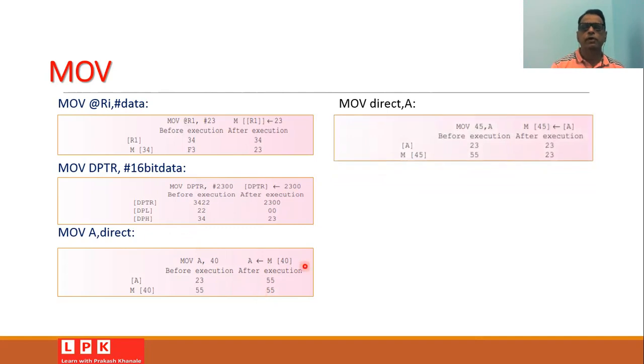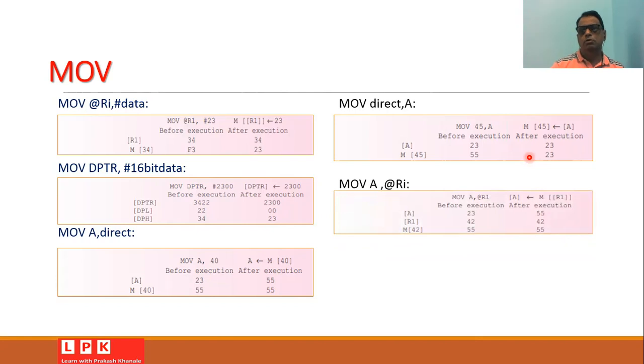It is also possible to move the content of the accumulator directly to a memory location by using the instruction MOV direct, A. If we write the instruction MOV 45, A, then the content of the accumulator will be moved to memory location 45. Suppose the content of A is 23 and the content of memory location 45 is 55, then after the execution, the content of A remains 23 and the content of the memory location also becomes 23 hexadecimal.